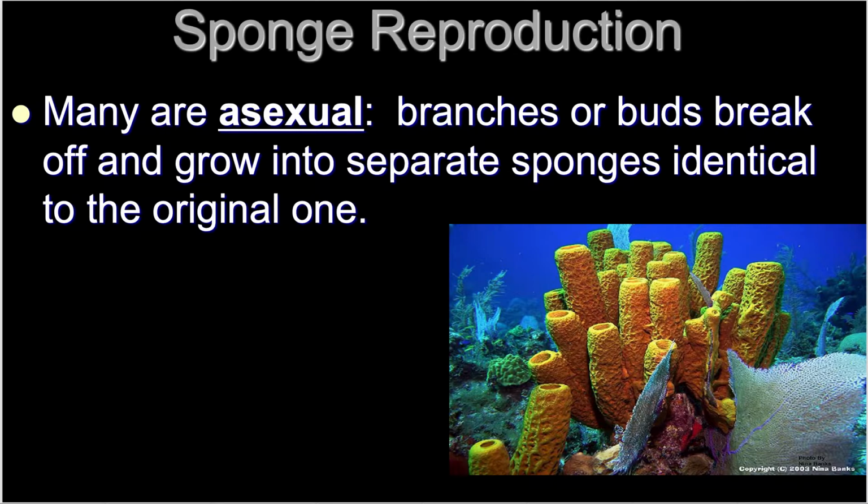Many sponges are going to undergo asexual reproduction, which means they're going to branch, or buds will break off and grow into separate sponges that are identical to the original one. So they're technically genetic clones of each other.